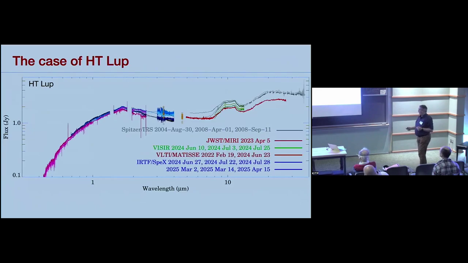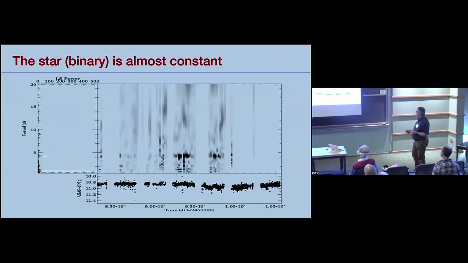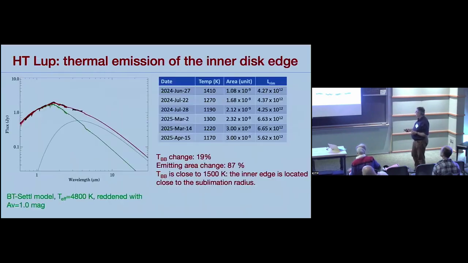Another case that I wanted to show, that HT loop, where interestingly, the star doesn't change at all. So what's happening? Still we have a strong mid-infrared variability with a constant star. The star is indeed constant. This is a long-term light curve, and it changes very, very little. So still, in the mid-infrared part, we have an excess above the constant star.